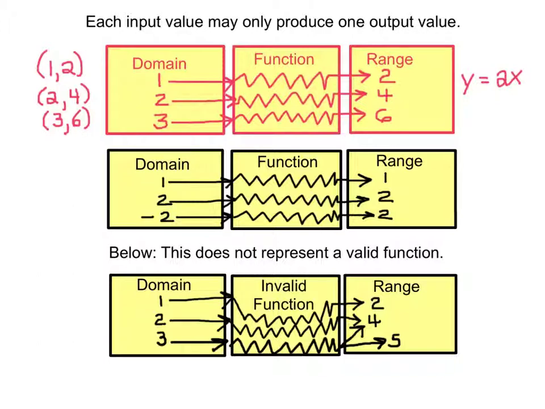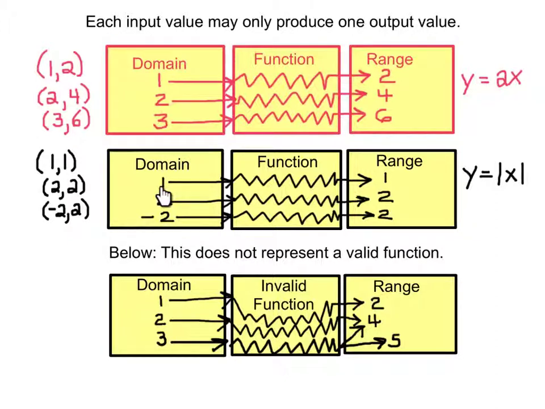Now let's look at our next example of a function where 1 maps to 1, and that gives us the ordered pair. When we input an x, we output a y. So our first ordered pair is 1, 1. Our second ordered pair, our xy ordered pair, is 2, 2. And our third ordered pair is negative 2, positive 2. This function is the function y is equal to the absolute value of x.